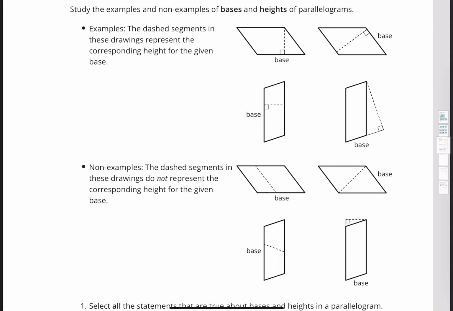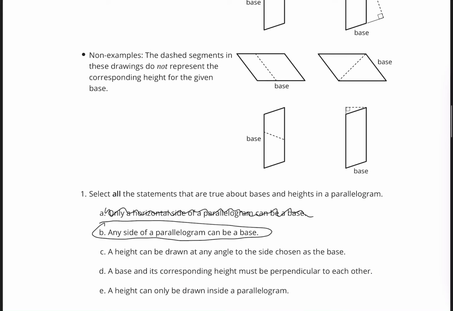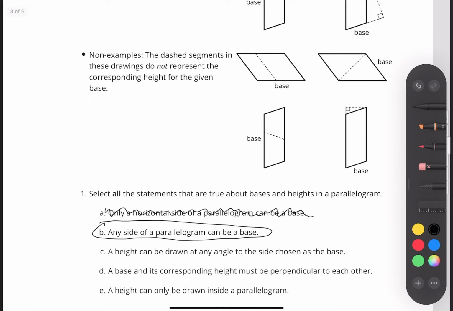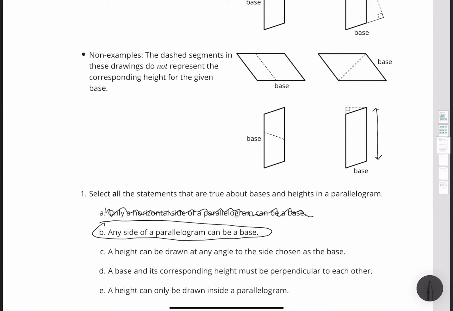So if we look at the examples, I see 90-degree angles that indicate the height. But when I look at the non-examples, I don't see that 90-degree angle to identify the height. So it's at a different angle, this one's at a different angle, this one's at a different angle, and this one is labeling this as the base and this as the height, and the height would be right here. So that can't be true either. So the height cannot be drawn at any angle.